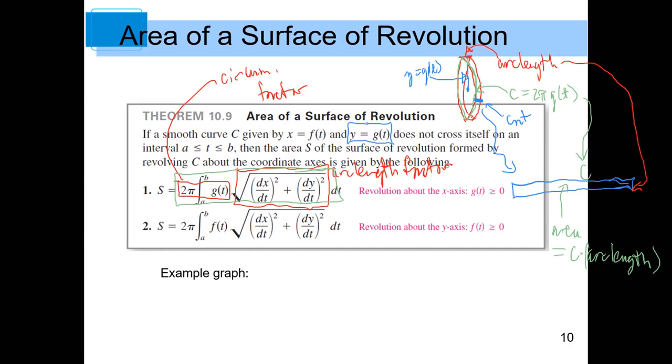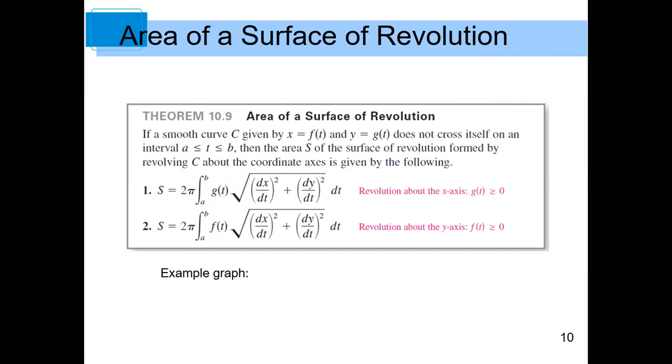All right. So how does this thing play out in practice? Again, the reason I showed you that is that it's easier to remember. You have the 2 pi g of t, that's the circumference piece. And then you have this junk right here, which is the arc length piece. How does this play out in practice?